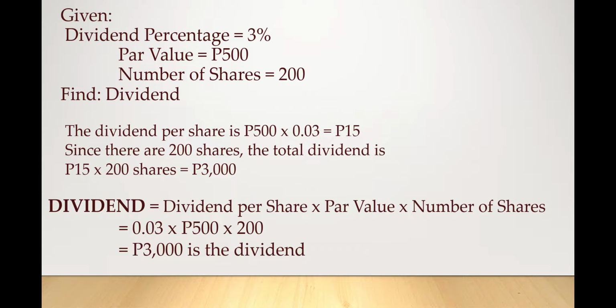Or to find the dividend, we're going to multiply the rate, which is 0.03, times the par value, which is 500 pesos, times the number of shares, which is 200. So we have 3,000 pesos is the dividend of Mrs. Lingan.